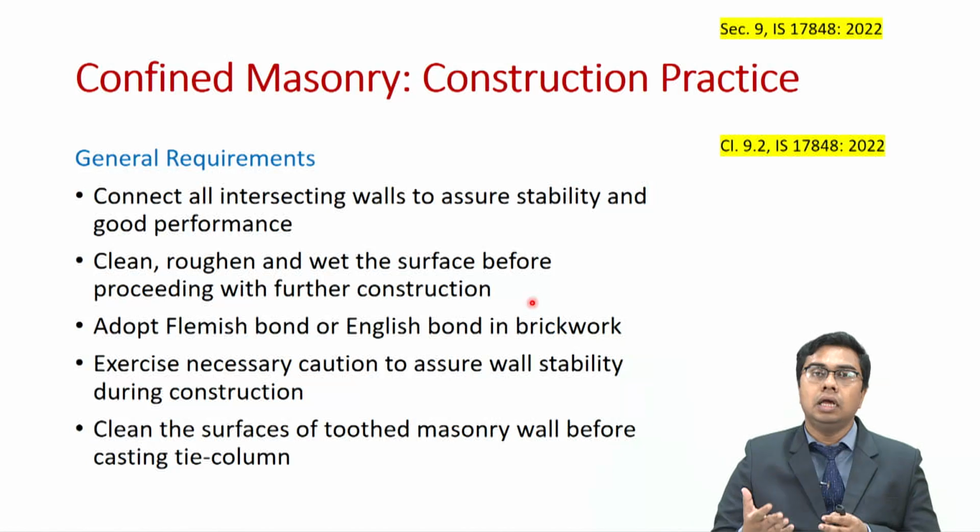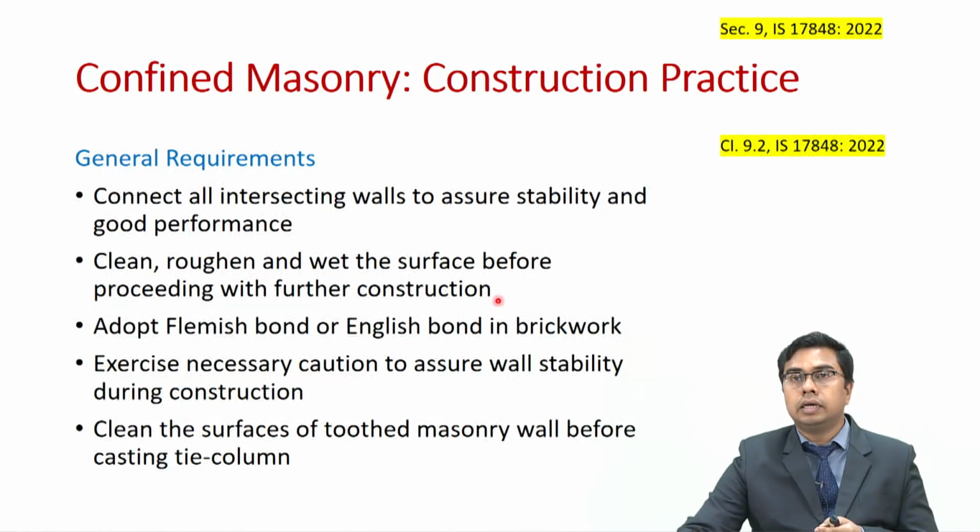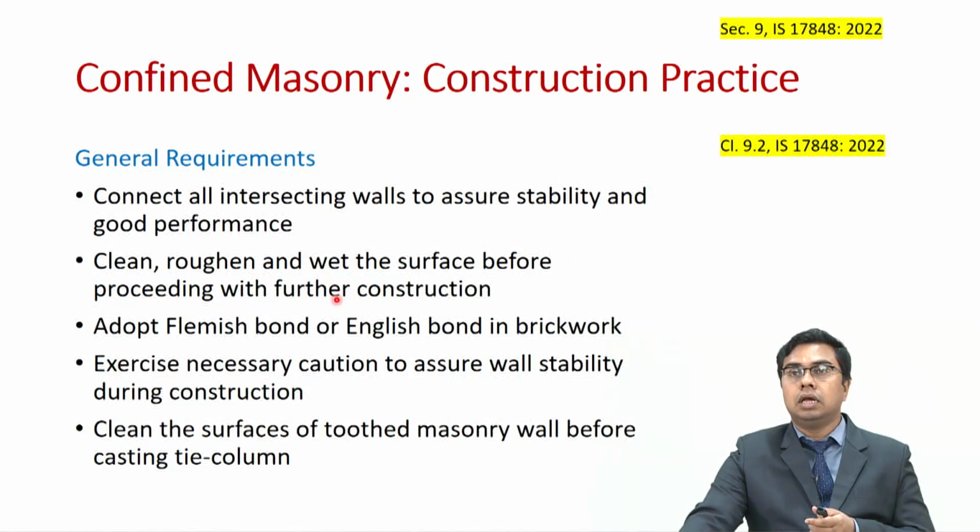What is the further construction? The further construction would be to cast the tie columns and tie beams. So, why do we need to clean, roughen and wet the surface beforehand? Because if we do not wet the surface, then the masonry unit shall try to absorb water from the concrete which is poured or cast in tie beams and tie columns. So, in order to avoid that and provide a good bond between the two, we shall clean, roughen and wet the surface before proceeding with further construction.